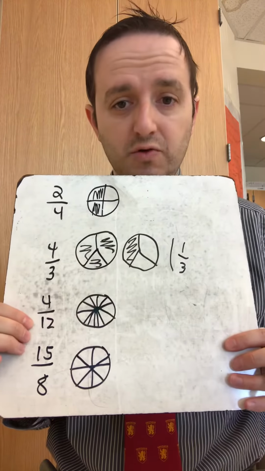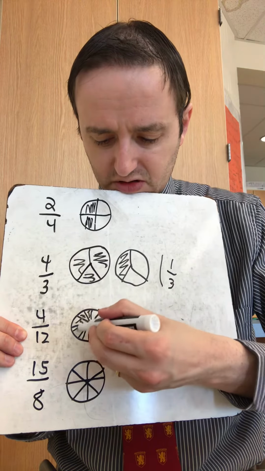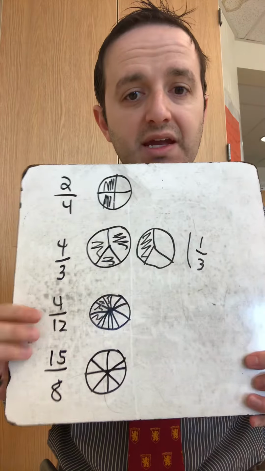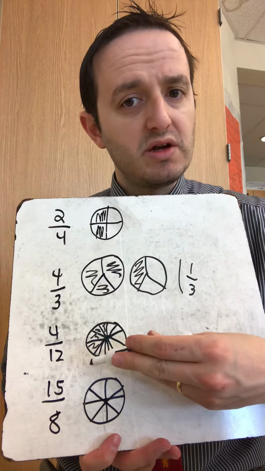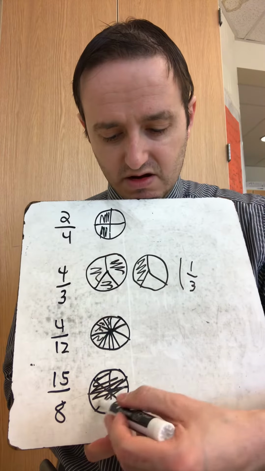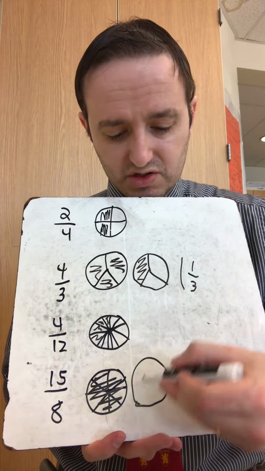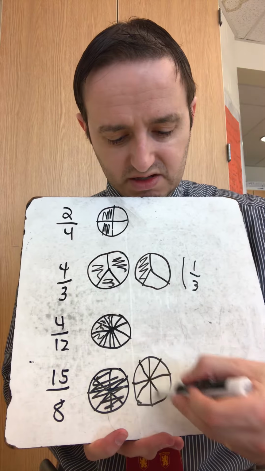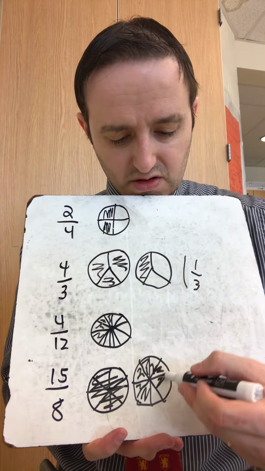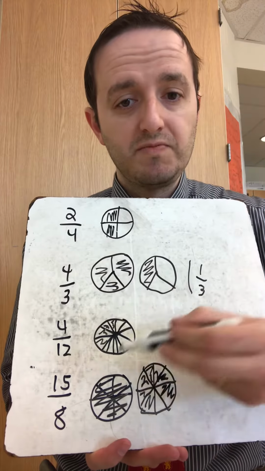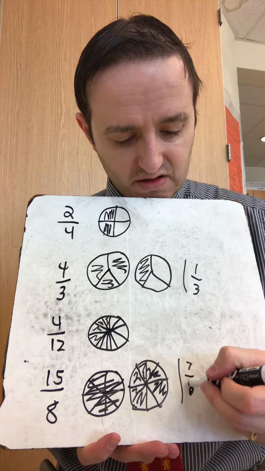Now 4/12. My numerator is smaller than my denominator, so all I need to do is shade in 4 pieces. Now 15/8. I cut this in 8s already, and I'm going to need to shade in 15 of them. My numerator is larger, so what do I have to do? I'm going to shade in 8 here, and then I still need 7 more to equal 15 pieces. So I'm going to draw another circle, cut it into 8 pieces, and shade in 7. Now what is this mixed number? Well, I have 1 whole, and 7 out of 8 pieces shaded here.